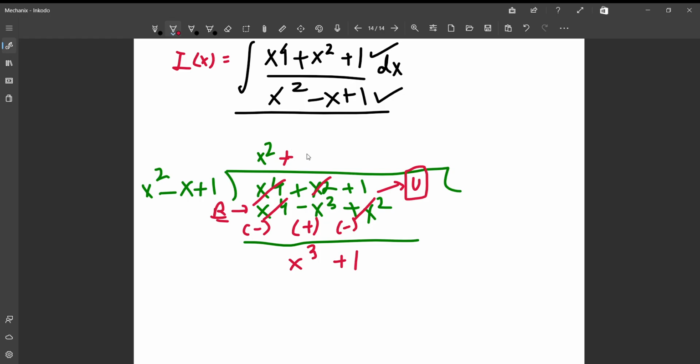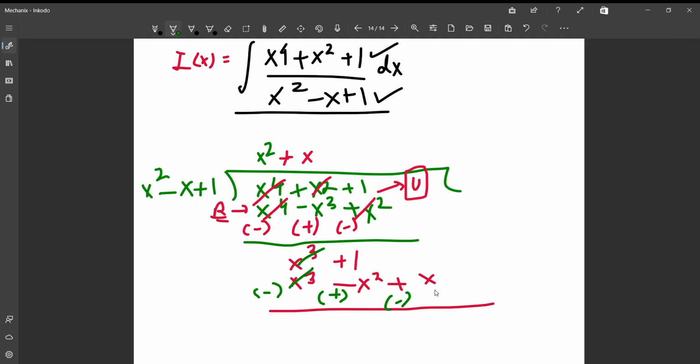And then x squared times x will yield me x cubed. x cubed minus x squared plus x. Now similarly, let us subtract this. Let us add this back. Let this be a negative. It cancels out. And we're left with x squared minus x plus 1.